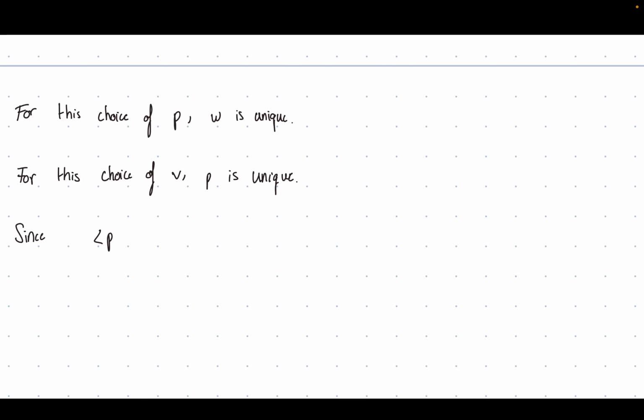Since PV is an R and TV is an R, we must have that P is equal to T. Otherwise, you wouldn't have a unique choice for this value of V, right? So, PV is equal to TV, right?